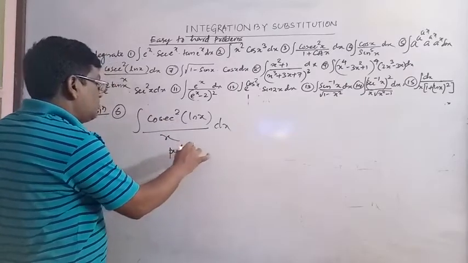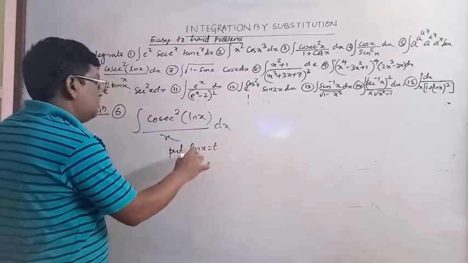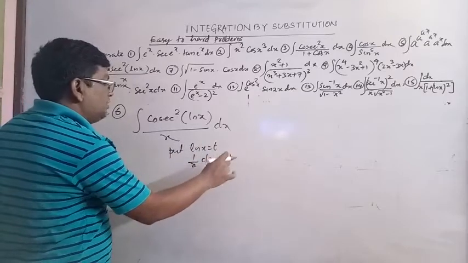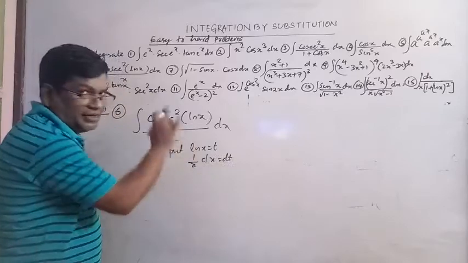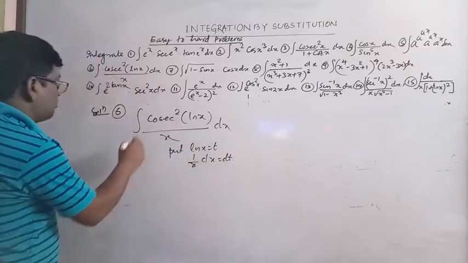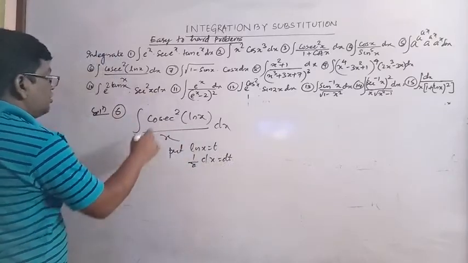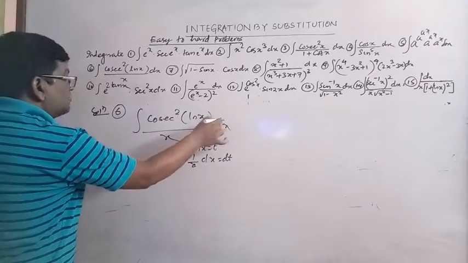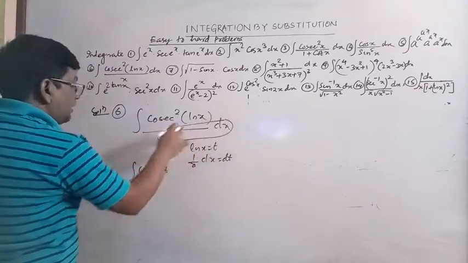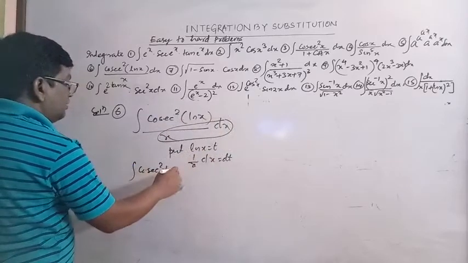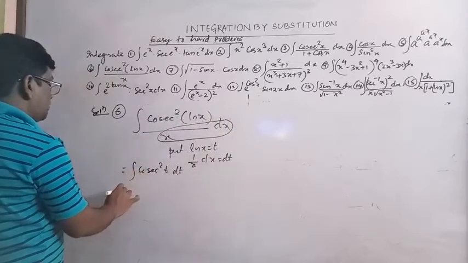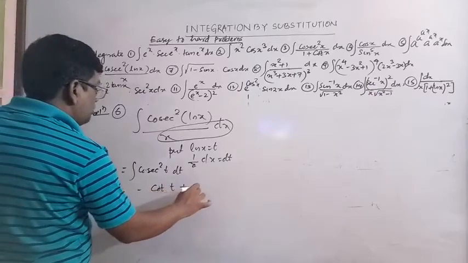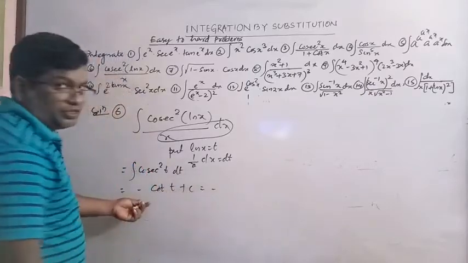The derivative, 1 by x dx, is equal to dt by dx, that is dt. So this is equal to what? Integration of cos square t, where dx by x is equal to dt. So the integration of cos square t is minus cot t plus c.